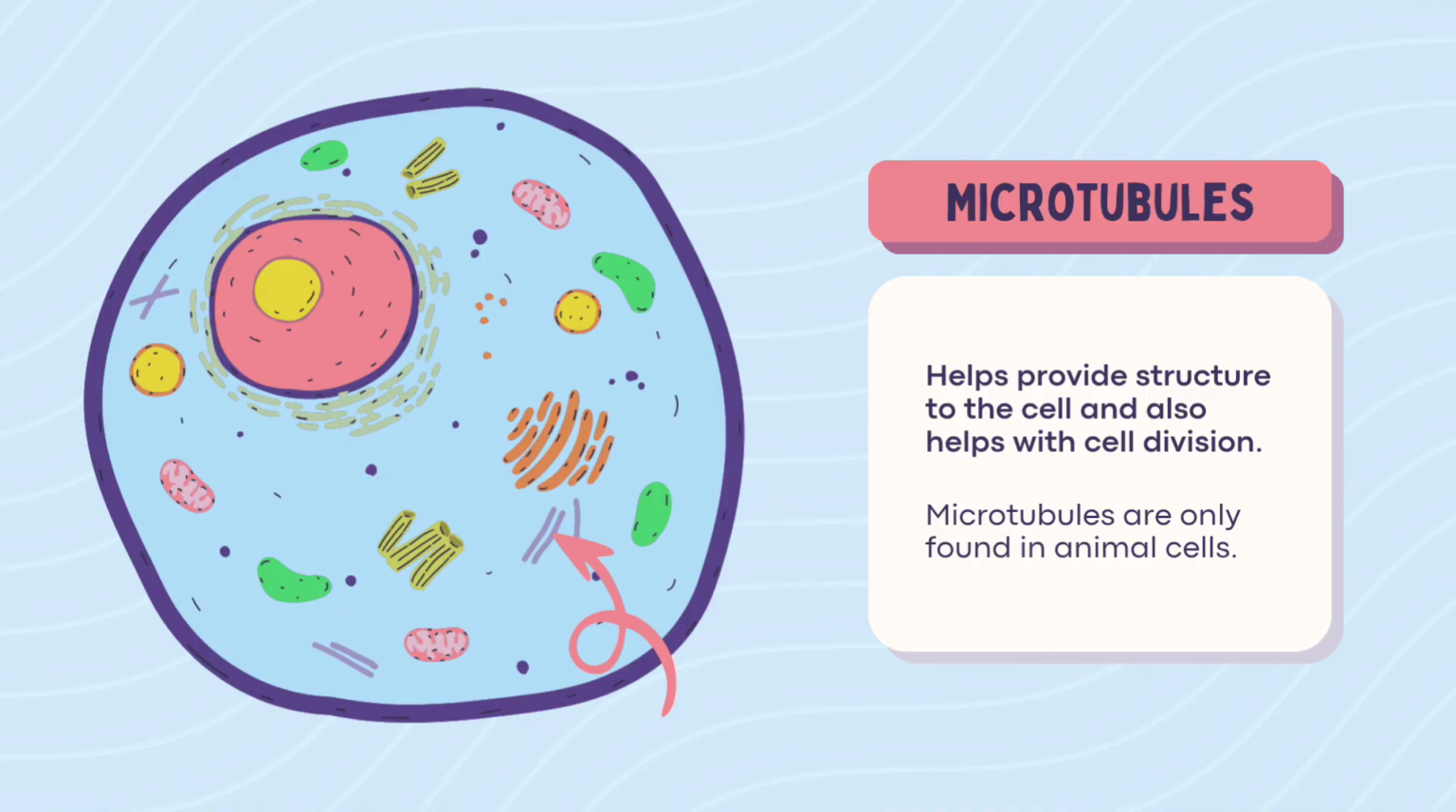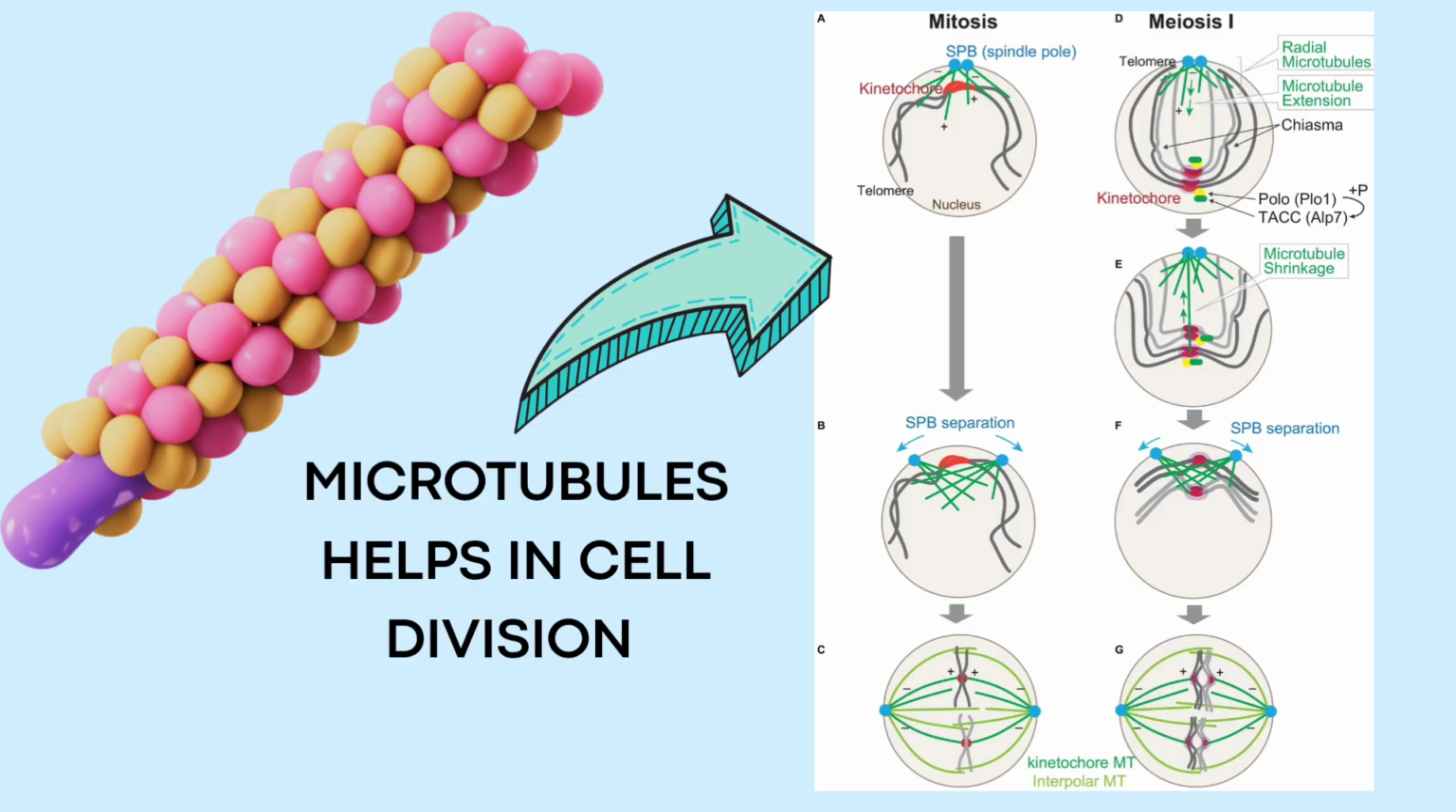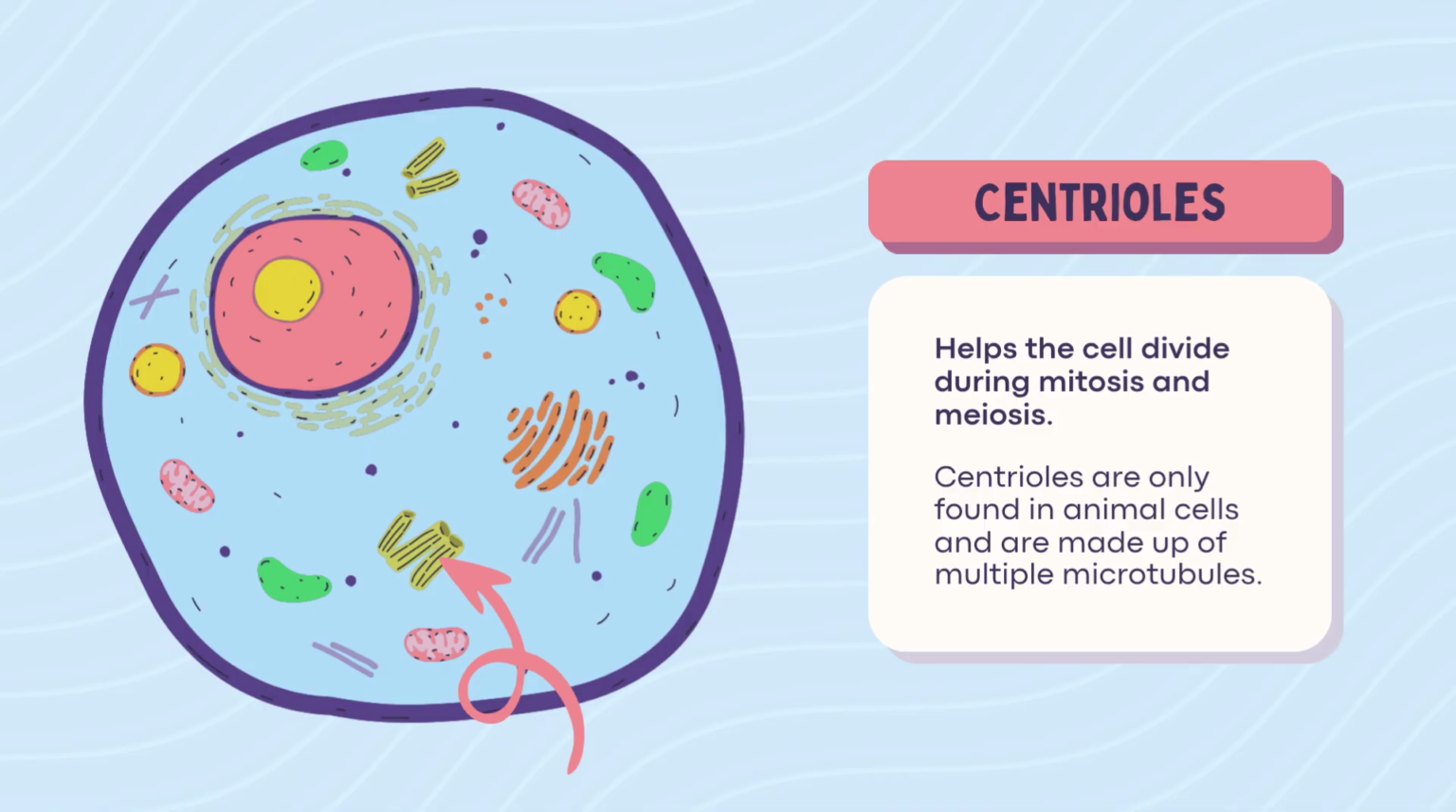Now, let's explore microtubules, tiny yet powerful structures that give shape and support to the cell. Microtubules help maintain the cell structure and play a key role during cell division. They act like a skeleton inside the cell, holding everything in place and helping the cell divide properly during mitosis and meiosis.